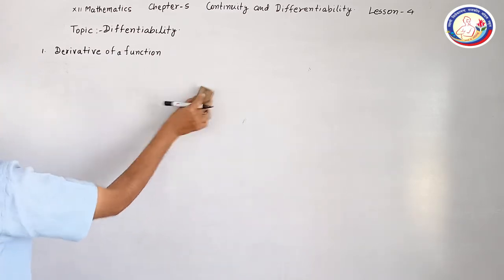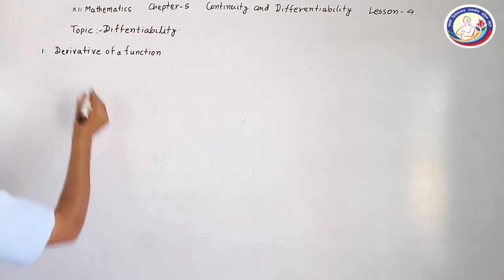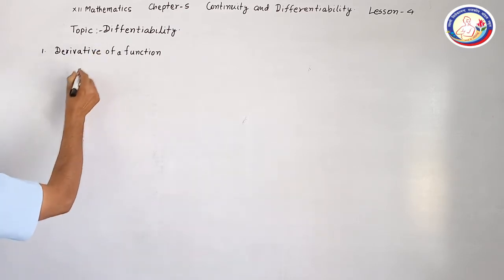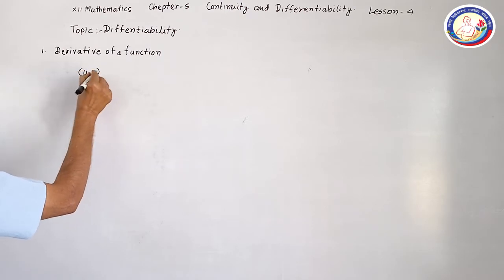Second rule. The second rule is called the product rule or Leibniz rule. It is for the product of two functions. Say u and v are two functions and it is the product of these two functions.